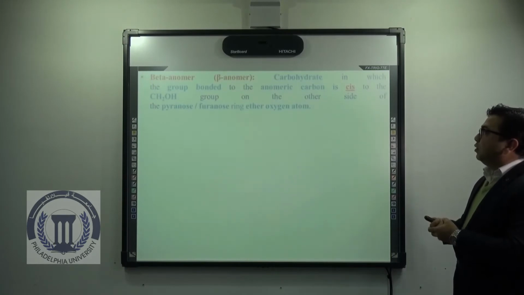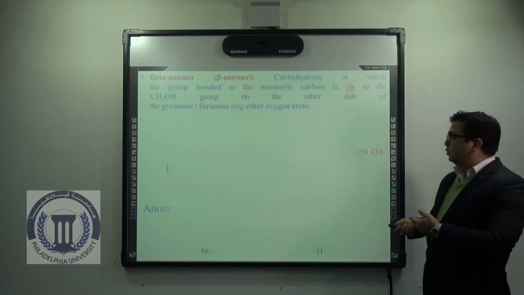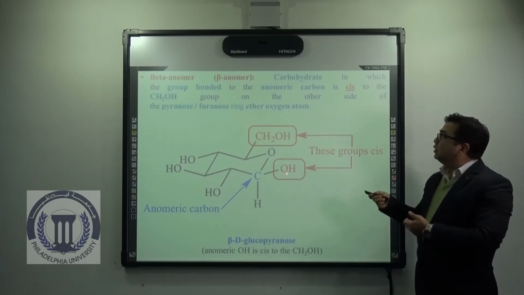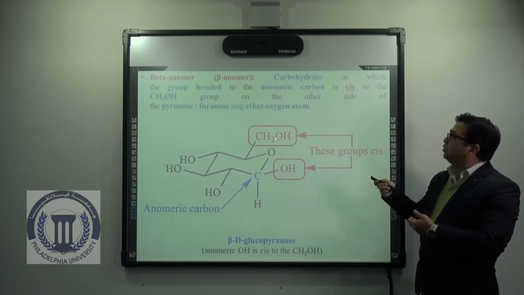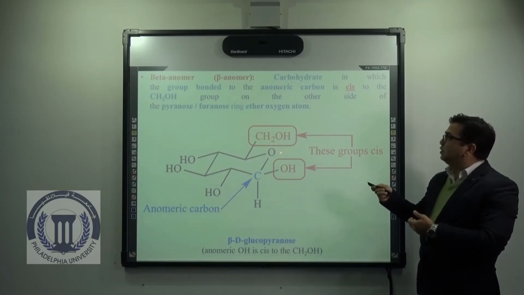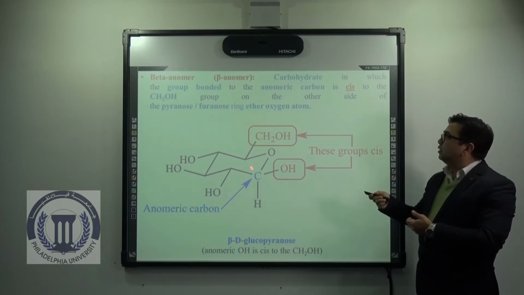So first we talk about the beta anomer. It's a carbohydrate in which the group, that is OH group here, bonded to the anomeric carbon is cis to the CH2OH group, that is on the other side of the pyranose or furanose ring ether oxygen system. If you see the oxygen, it is an ether oxygen group because both sides it is attached to the carbon.